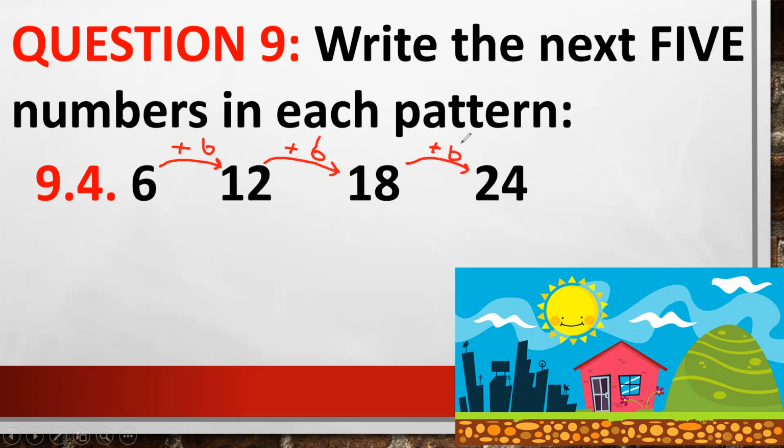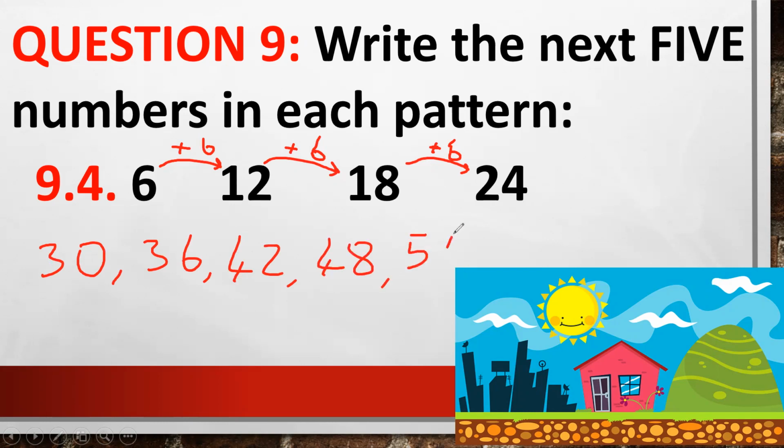So we can add 6 for each number from now, from 24. So plus 6, you are getting 30, right? And then plus 6, 36. And then plus 6, 42. And then plus 6, 48. And the next one, 54. Okay, we have done multiples of 6.